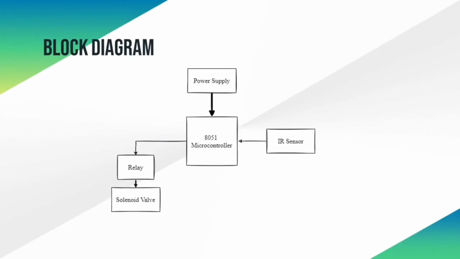This is a block diagram. As I said before, the IR sensor signals the microcontroller when an object is detected. When the microcontroller receives it, it enables the relay and the solenoid valve is opened.